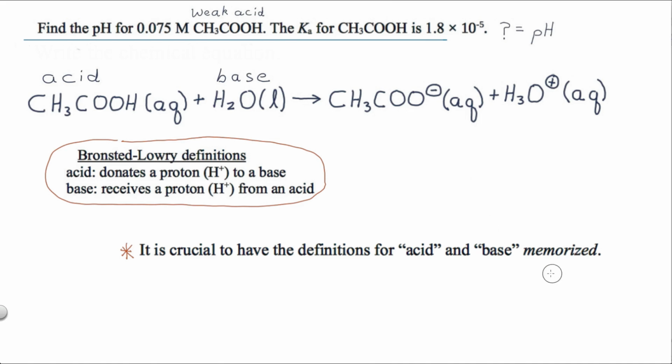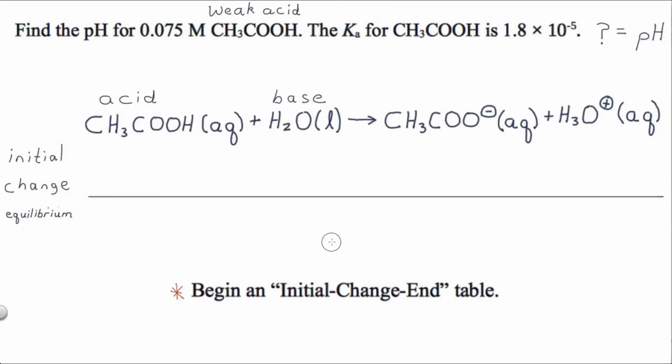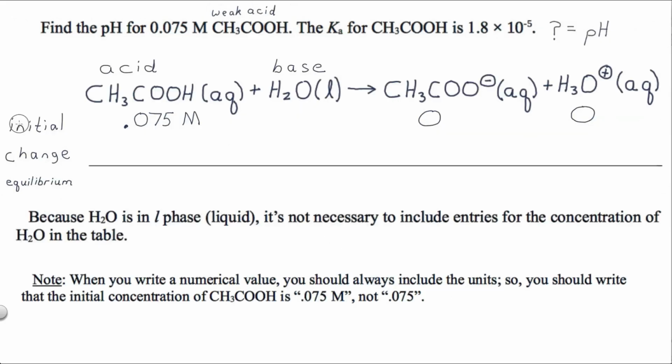You should pause the video and memorize these definitions for acid and base. Begin an initial change end table. The first row of the table is for the initial concentrations, before the reaction takes place. The problem tells us that the initial concentration of the acid is 0.075 molar. The initial concentration of this compound is 0, because the reaction that produces this compound hasn't taken place yet. For a similar reason, we can say that the initial concentration of the hydronium is 0.